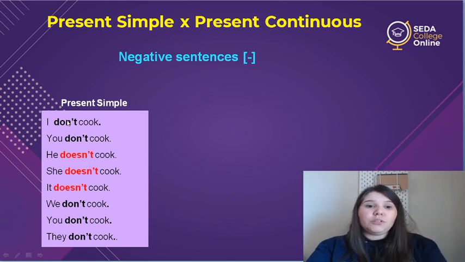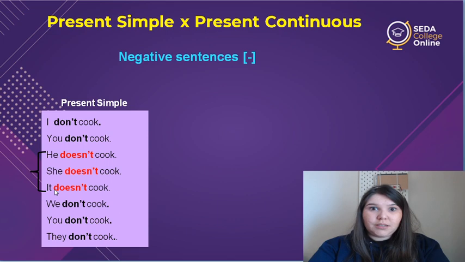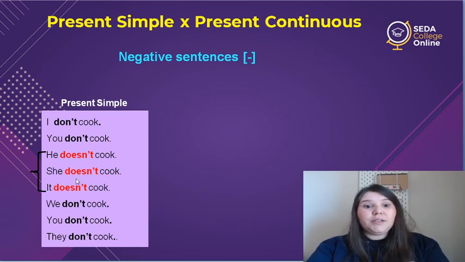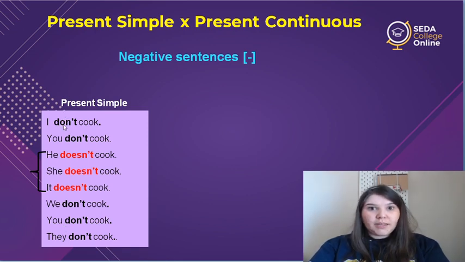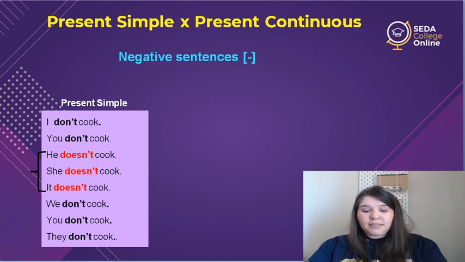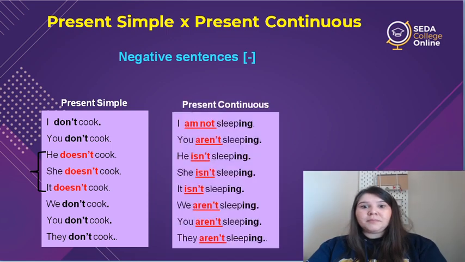So we use don't for I, you, we, you, and they. And we use doesn't for he, she, and it. Again, they are the only ones that are different, okay? So if we're talking about he, she, or it, the auxiliary is doesn't for the negative sentence. If it's I, you, we, or they, we use don't. All right? Now let's see the present continuous.